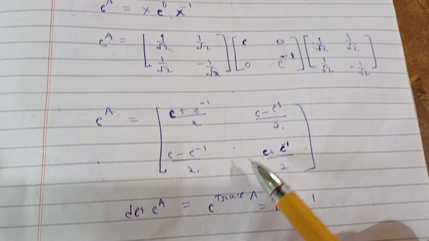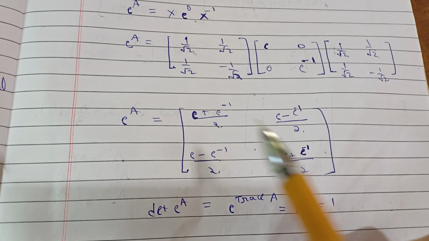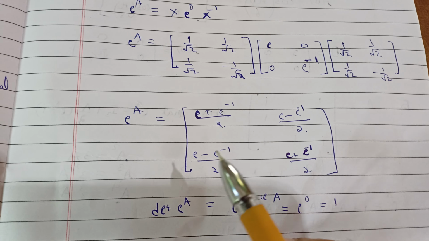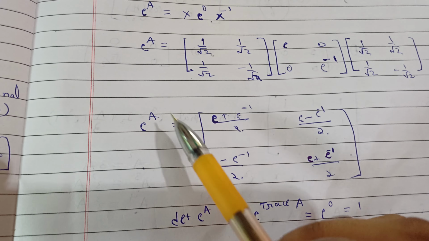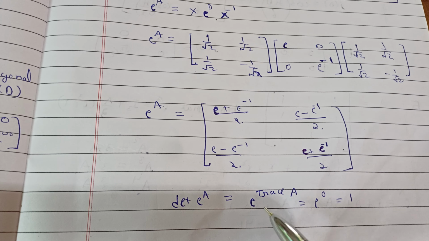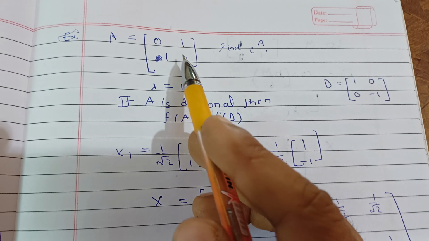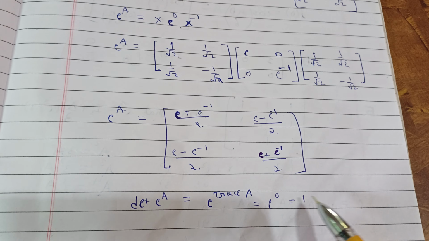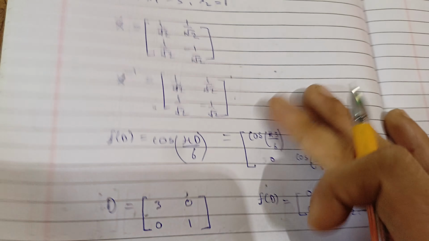So if it is non-diagonal, then you have to calculate all of these things, and then you will have this answer. Now there is one more thing. If they ask you to find the determinant of this e^A, how can you find it? You know from the property that the determinant of e^A equals e to the power trace A. And what is trace A? You can directly see 0 plus 0, which is 0. So it will give you 1. So the determinant of this matrix is 1. So try to use these tricks and solve them fast.